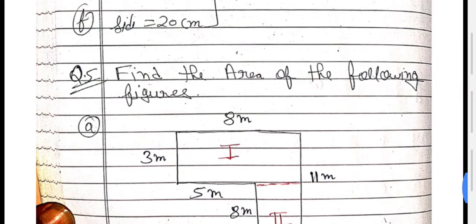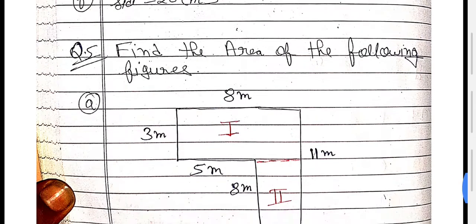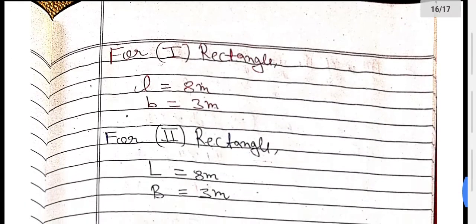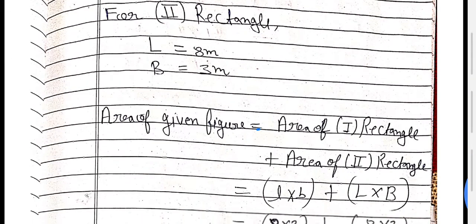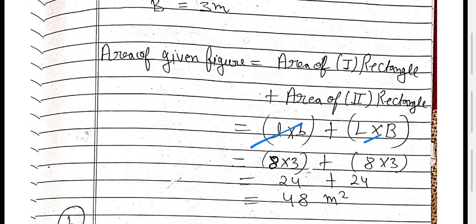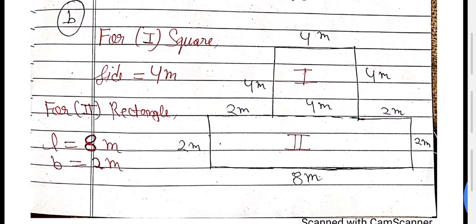If I find the area of first rectangle and then second rectangle, if I add both, I get this figure or not? When I add both figures, we get the area of this figure. So you write here, area of the given figure is what? Area of first rectangle plus area of second rectangle. Just write the formula, l into b small and L into B capital, just put the value 24, 24, it becomes 48 meter square. So the area of the given figure is 48 meter square.